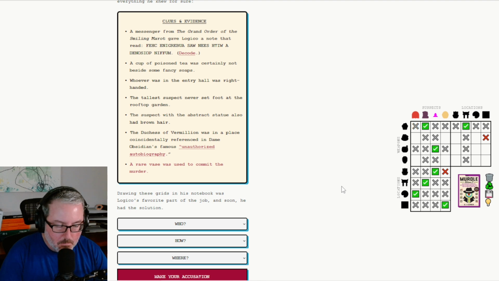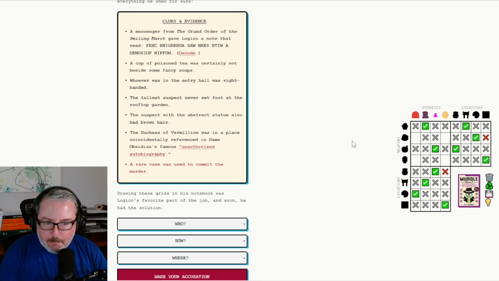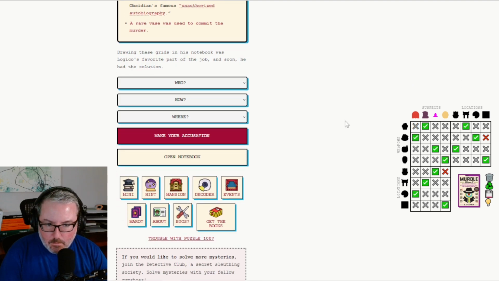The vase was used to commit the murder, so we know that. We've got to have something else we can connect. So we've got Fuchsia is with the statue in the rooftop garden. So that goes there, that goes there, that goes there. So now we've got the art studio, which we know is Duchess Vermilion. And we've got Comrade Champagne in the bathroom. So what did we know? A rare vase was used to commit the murder. So the rare vase is in the bathroom, so therefore it was Comrade Champagne who did it. All right, let's put that in.